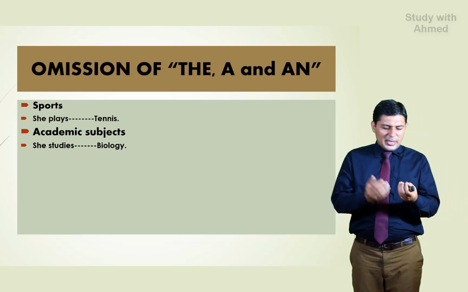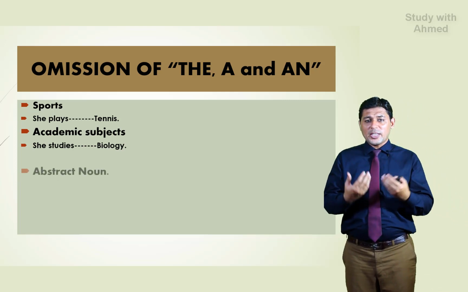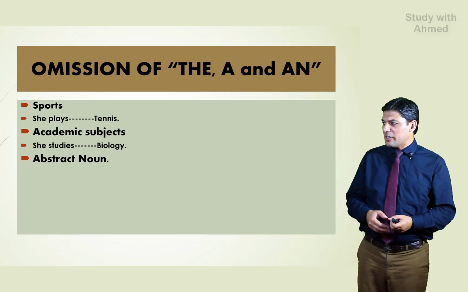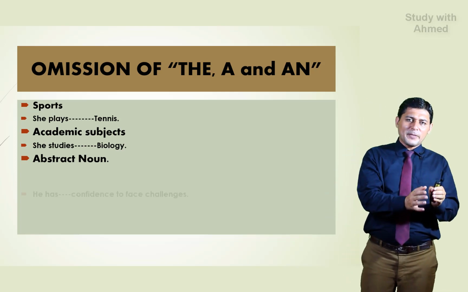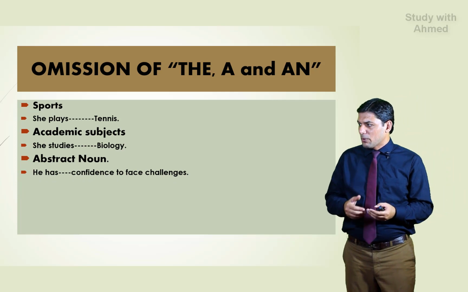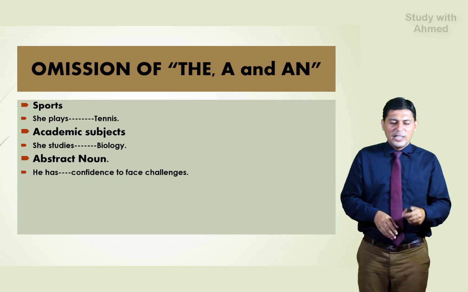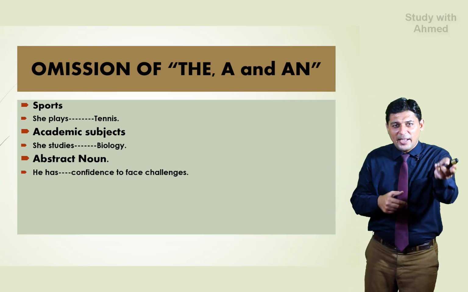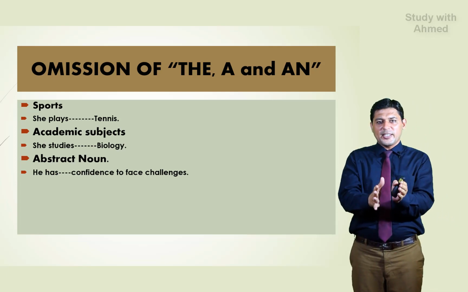Abstract noun, a noun that you cannot see or touch, but you can feel, observe, and realize. Example is he has confidence to face challenges. Before confidence, we do not use any article. Is it correct? Why? Because it's not countable. You cannot say, I have 5 confidence, 2 are in my pocket and 2 are in my bag. It is unaccepted. So confidence does not have any quantity.